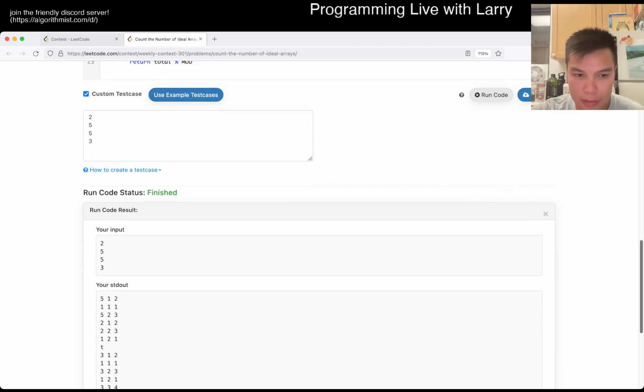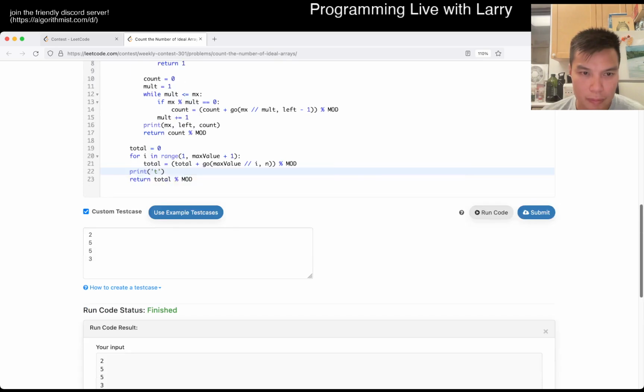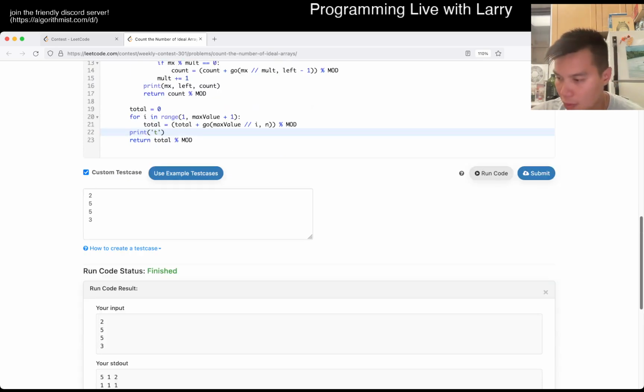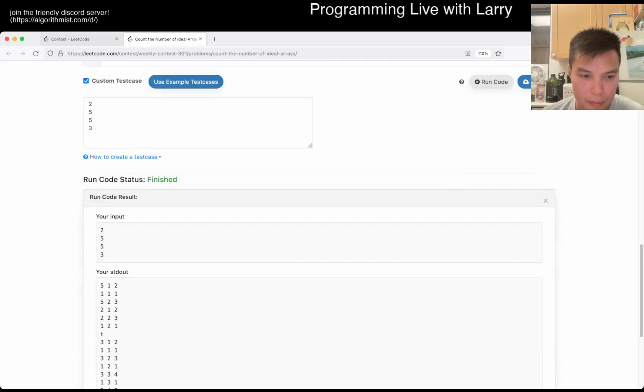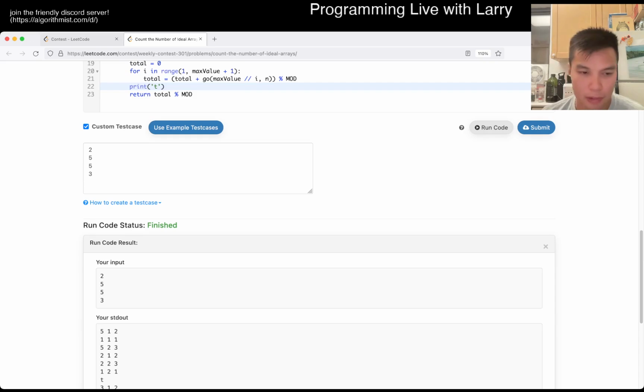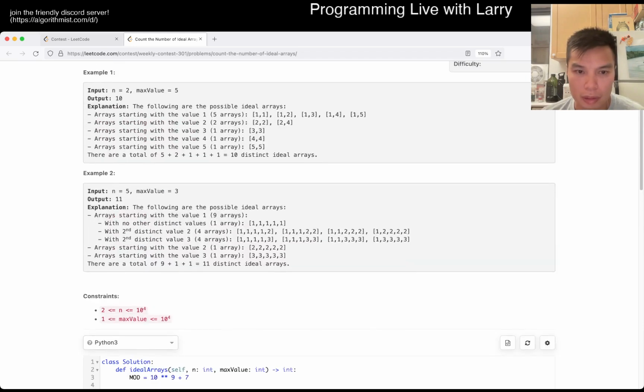Start with 5. 5. One number left. That means that is 1. 1, right? That is 2 because it's 1, 2, 2, right?